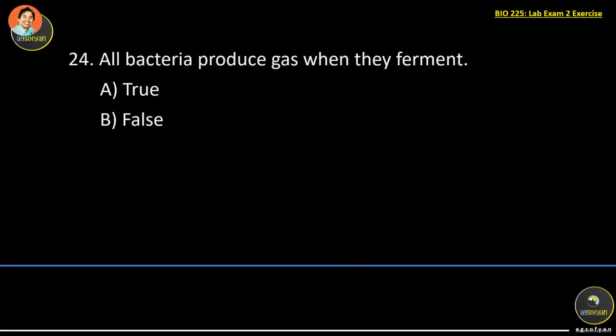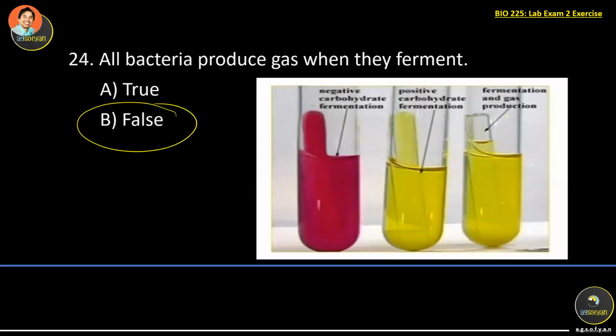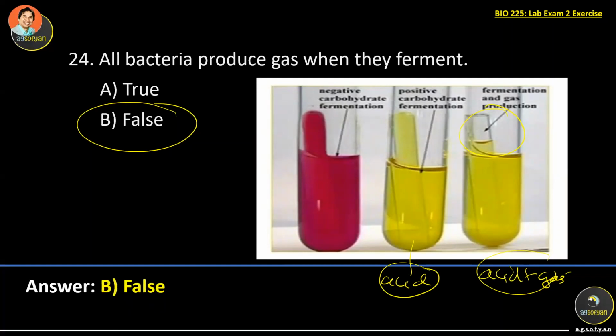All bacteria produce gas when they ferment. True or false? We already mentioned that. When they ferment, of course, it becomes yellow, but some of them produce gas, some of them do not. So the answer will be false. This one produces acid plus gas. This one is just acid, no gas production. So this is false. Some ferment without gas, some ferment with gas production.